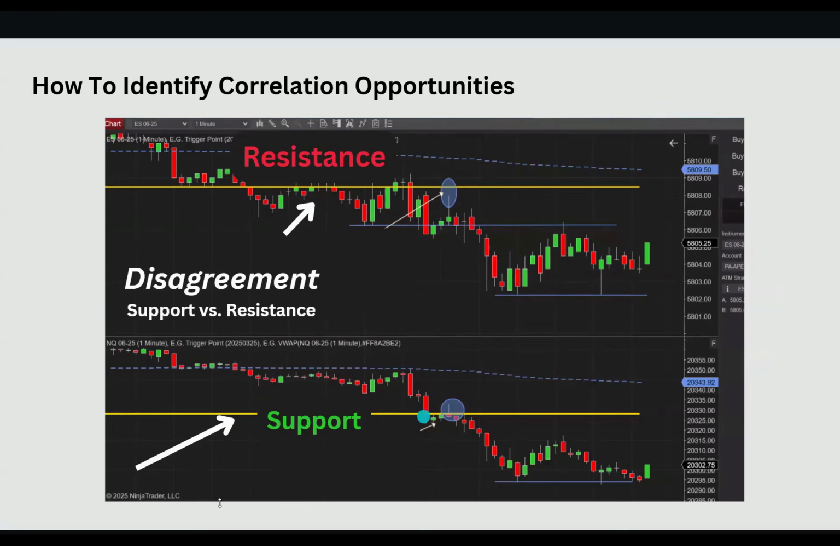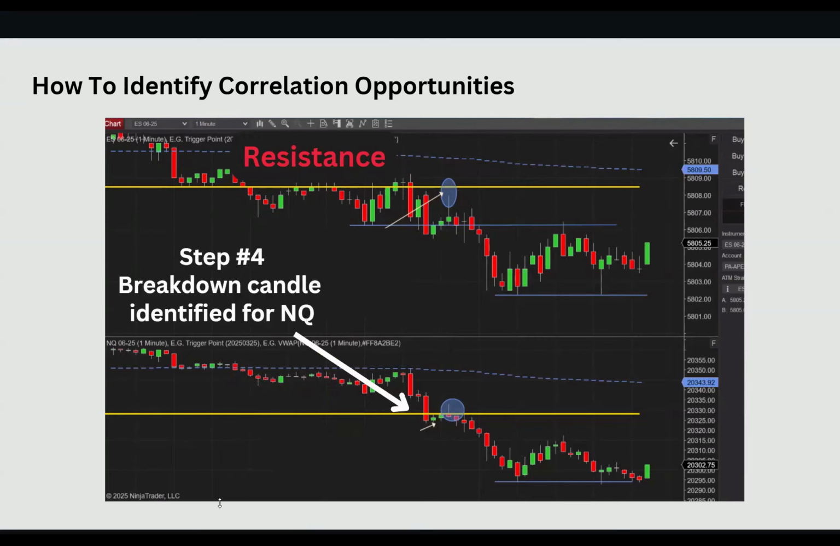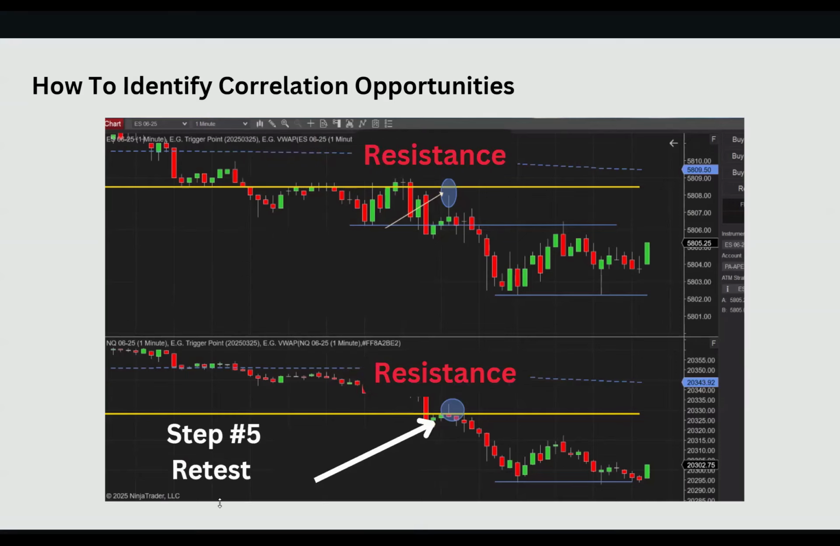So in this case, NQ broke its support. Resistance is validated by ES. We can see the retest here after the support broke. Retest. This is indicating to me that this is a resistance level. But at this point, NQ is above the level. It's a support level for NQ. Then a beautiful breakdown candle is observed on NQ as expected. In this case, NQ is following ES. ES is the leader here, and NQ is the follower. NQ broke its support. Support turned into resistance. Beautiful retest. Both agree, and this is an A+ setup for me to go short on NQ, guys.